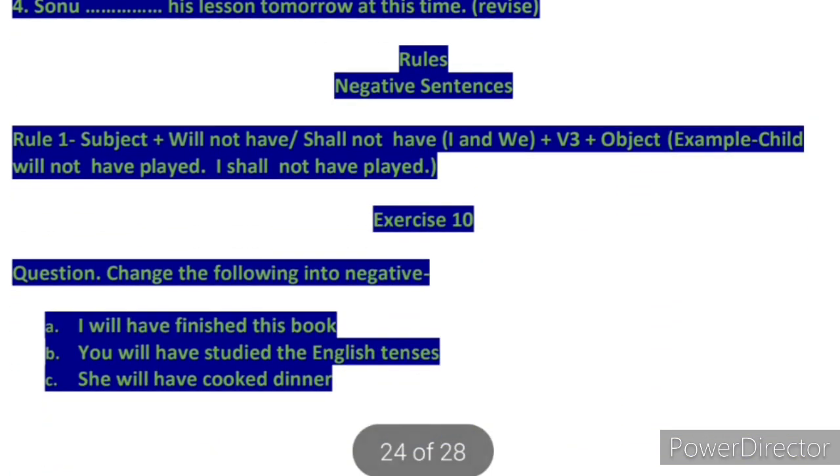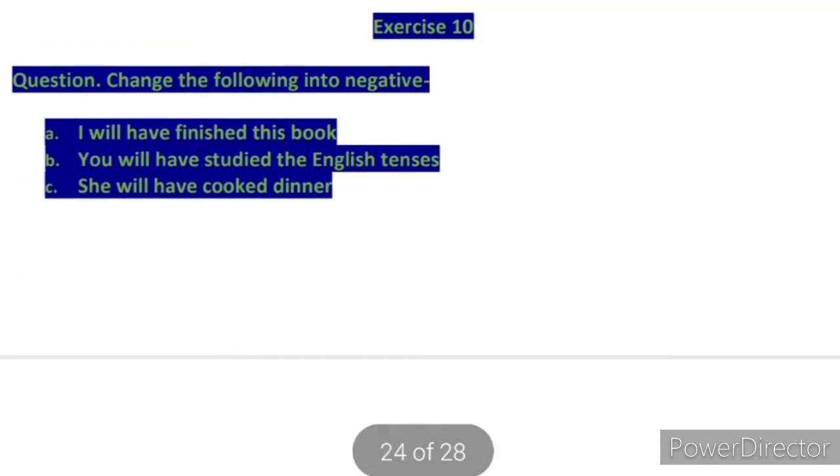Now next is negative sentences. So negative sentence, we are supposed to add not in between the will and have. So subject plus will not have or shall not have plus V3 plus object. For example, child will not have played, I shall not have played. Here are some exercises. I will have finished this book. Answer will be, I will not have finished this book. You will have studied the English tenses. You will not have studied the English tenses.